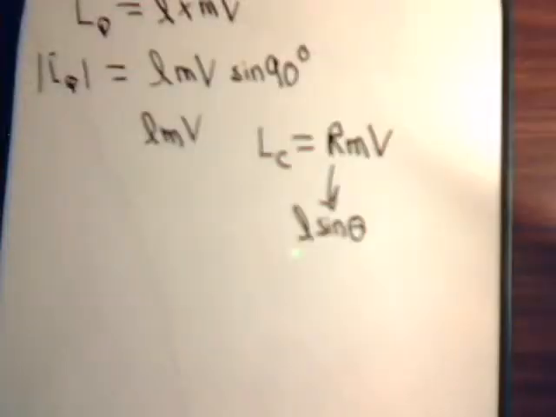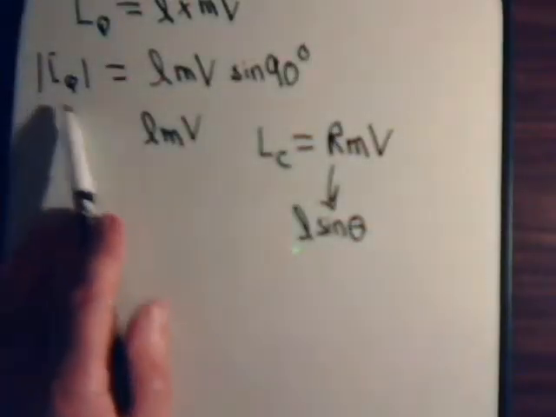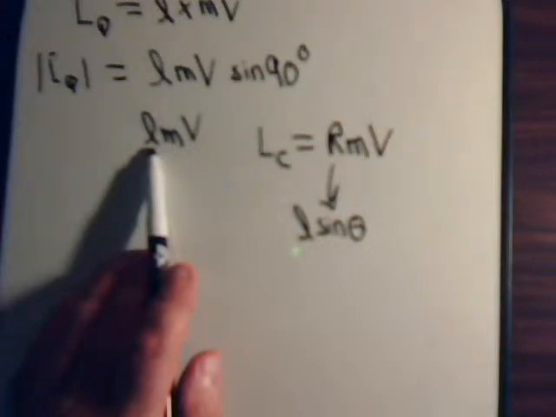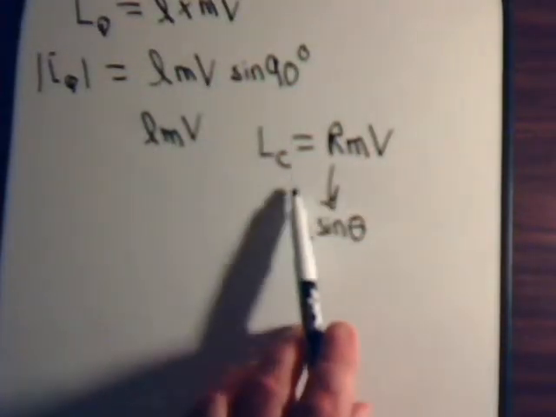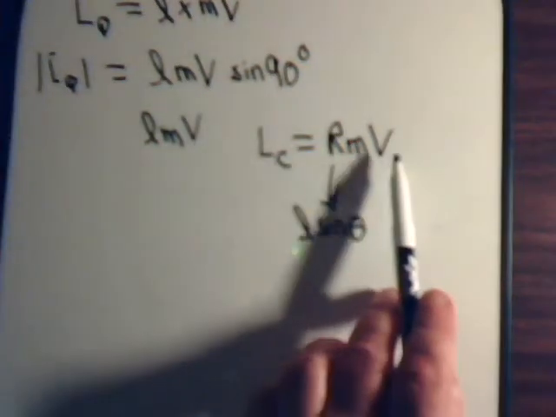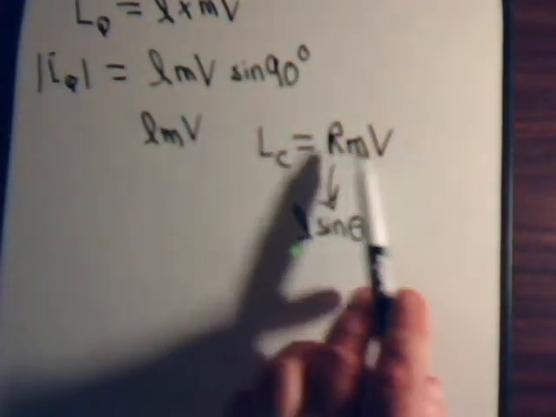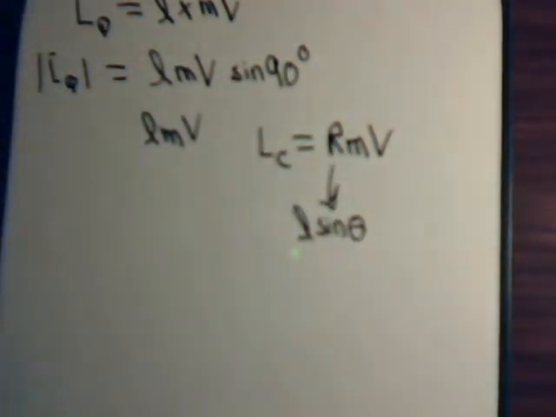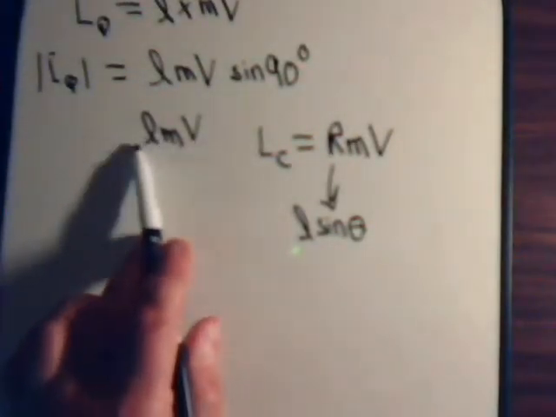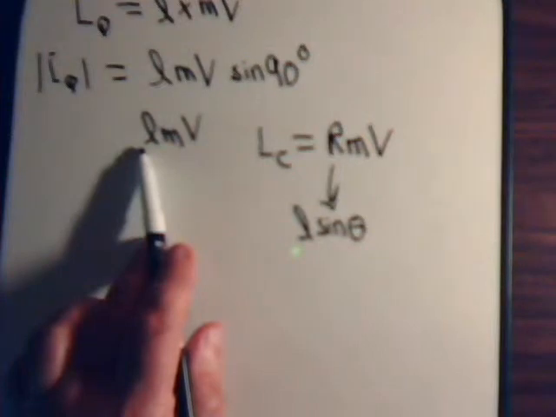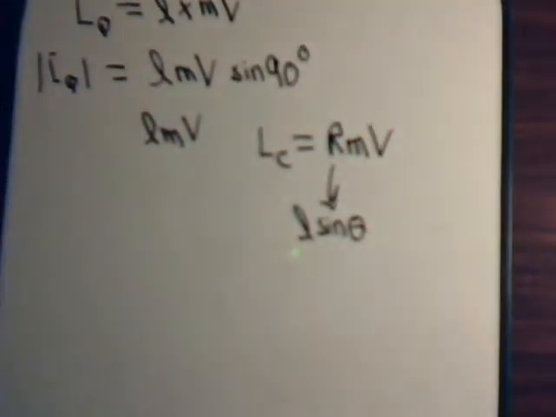R is L times the sine of that angle theta. So the magnitude of LQ, which is this, is greater than the magnitude of LC, but here the angular momentum is conserved. It has constant magnitude and constant direction. Here it has constant magnitude, but its direction is continually changing.